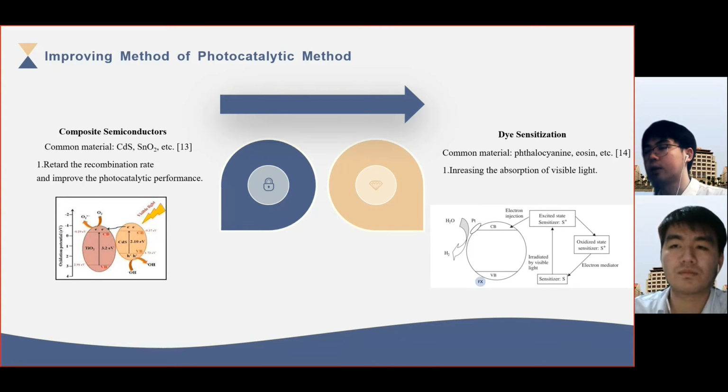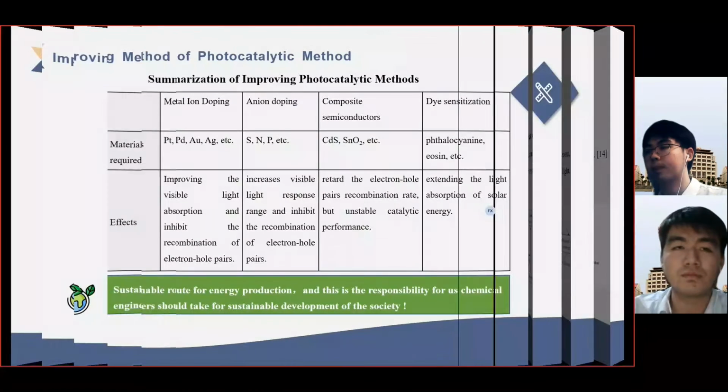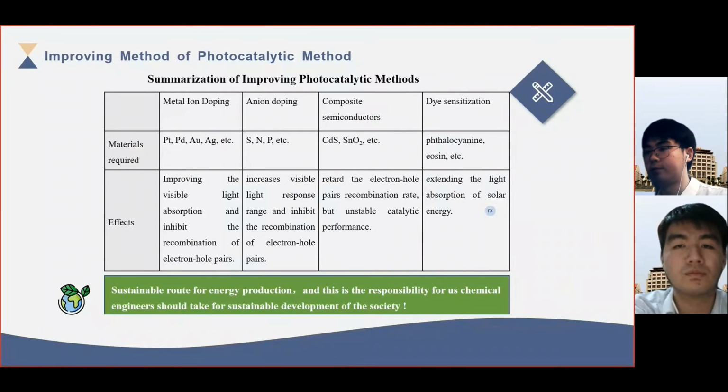There are also many other methods that can improve the photocatalytic performance of titanium dioxide. This table summarizes the four methods and their effects on titanium dioxide. It shows that producing hydrogen using TiO2 as a photocatalyst is a sustainable route for energy production, and this is a responsibility that we chemical engineers should take for the sustainable development of our society.